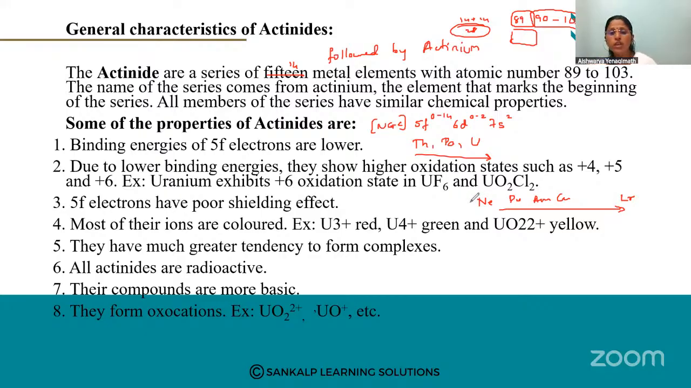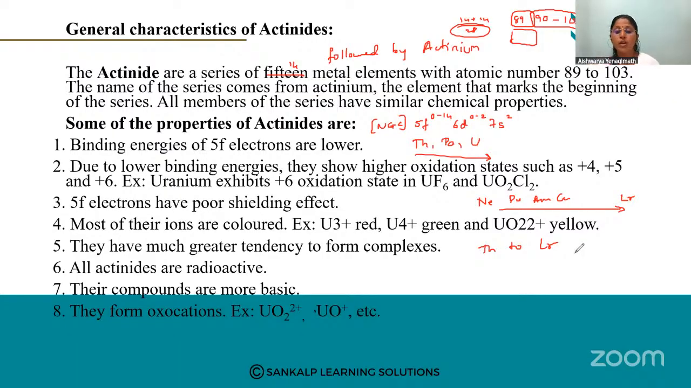When you see the atomic and ionic radii of actinides, just like lanthanoid contraction, similarly in actinides also there is something called actinoid contraction. Things are simple here because all the things are the same as we have studied in lanthanides. As you move from thorium to lawrencium, atomic radii gradually decrease, and this decrease is called actinoid contraction. What is the reason? The reason is poor shielding effect of 5f electrons. The only difference is that in lanthanides you have 4f electrons, in actinides you have 5f electrons.